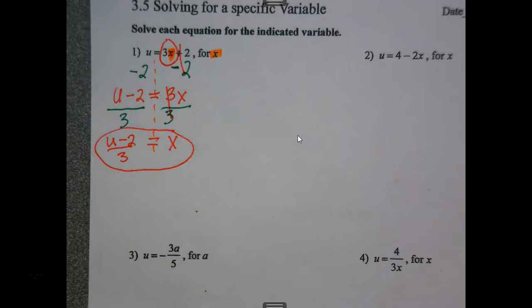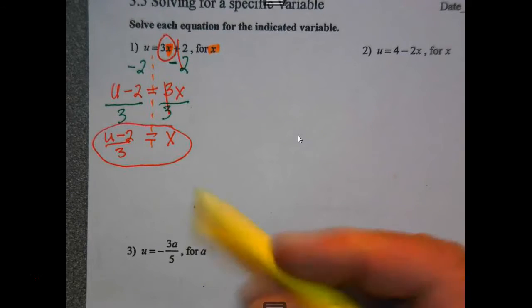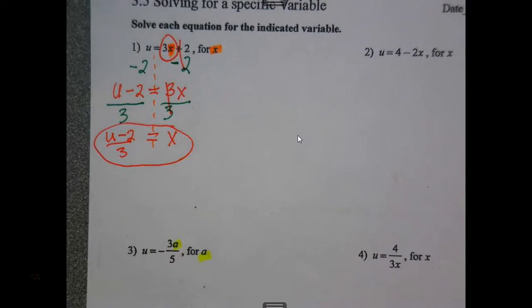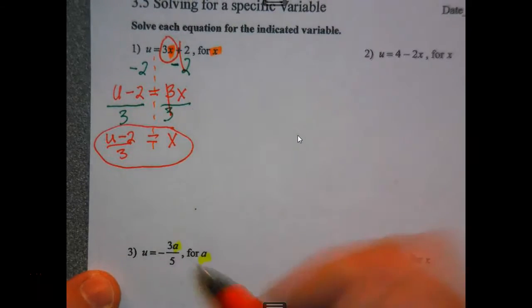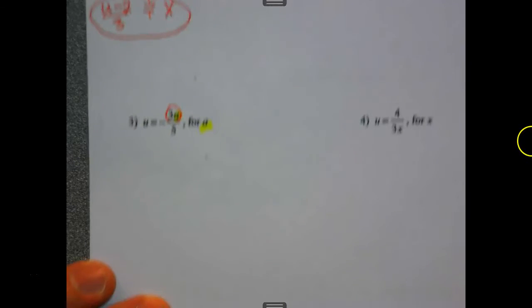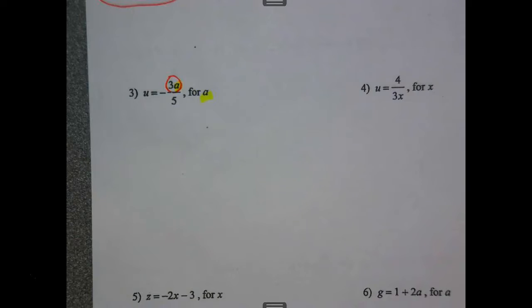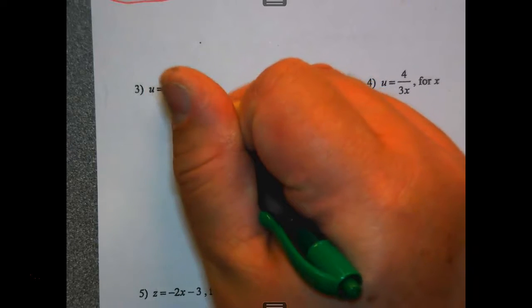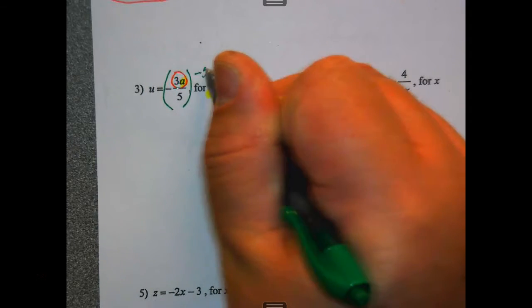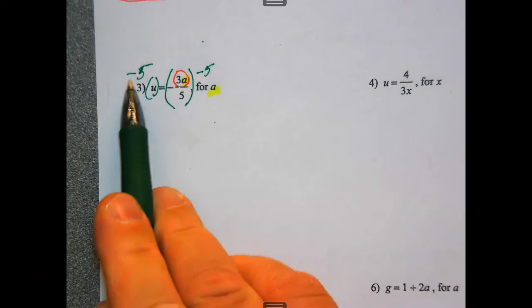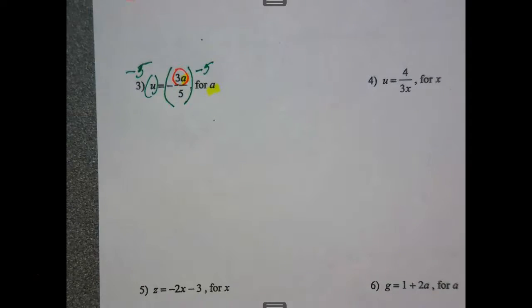Number 3. This time we're going to solve for a. And my a happens to be in the numerator of the fraction. So I have to get this guy by itself first. I need to get rid of that negative 5. Since this is being divided by negative 5, I'm going to multiply both sides by negative 5. So here I have negative 5 times u is negative 5u.